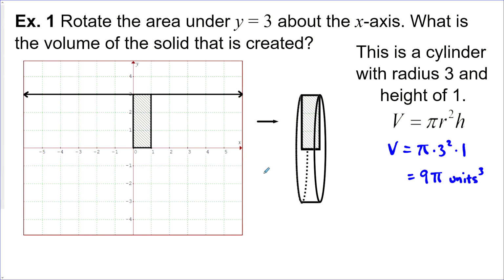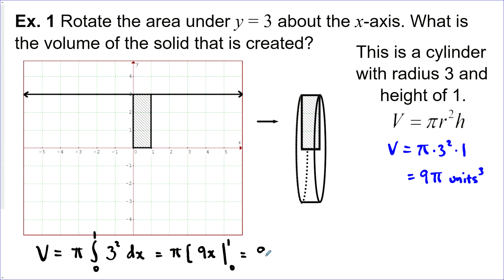We can also redo our example 1 using integration. So we have volume is equal to pi, and we're going to integrate from 0 to 1. And our function is really easy. It's just a 3, so it'll be 3 squared in our integrand. I'm going to take the antiderivative of 9, which would be 9x, and evaluate it at 0 and 1. So when we evaluate it at 1, we'll get 9. When we evaluate it at 0, we just get 0. So this will just equal 9 pi units cubed, just like we had before.